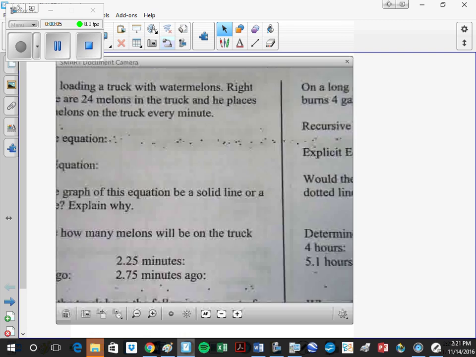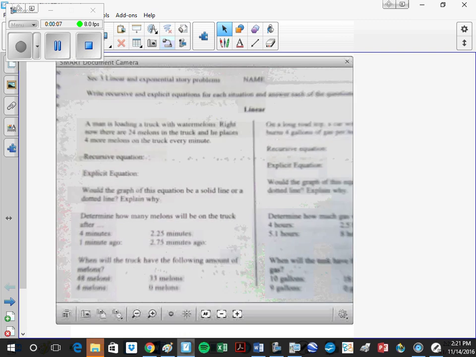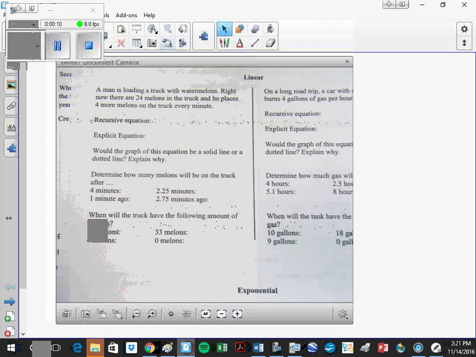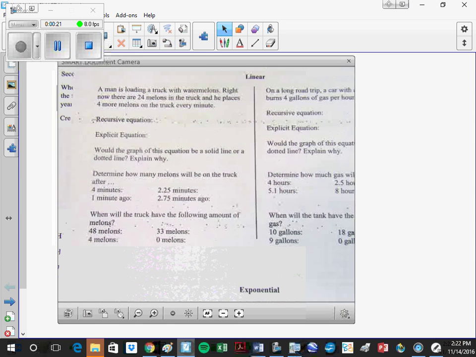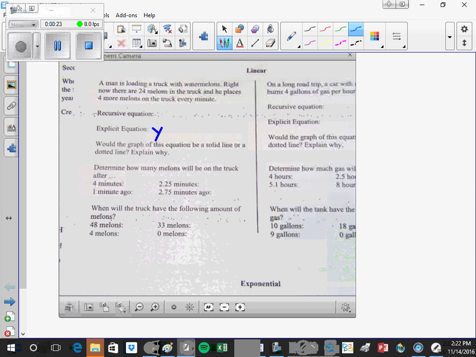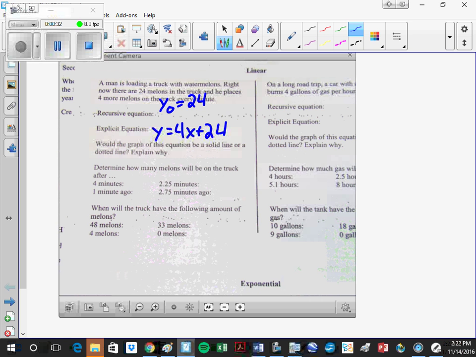Look at the front side of this worksheet. If you load watermelons on a truck that already has 24 melons, and you're loading 4 melons per minute, the explicit equation for linear is mx plus b. So it would be y equals 4x plus 24. And the recursive, we always state the first term, y sub 0 equals 24, and y sub n equals y sub n minus 1 plus 4.